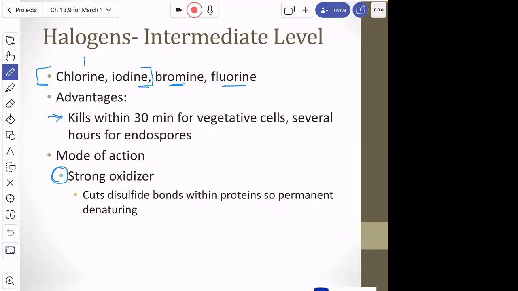Bleach is considered one of the fastest acting antimicrobials. So it's usually going to kill a lot quicker than 30 minutes. They will eventually kill endospores, but you got to leave them soaking on the surface for so long that it's not considered high level. They're still considered intermediate. So strong oxidizer, primarily acting on proteins in cells, but probably is going to do some other damage as well.